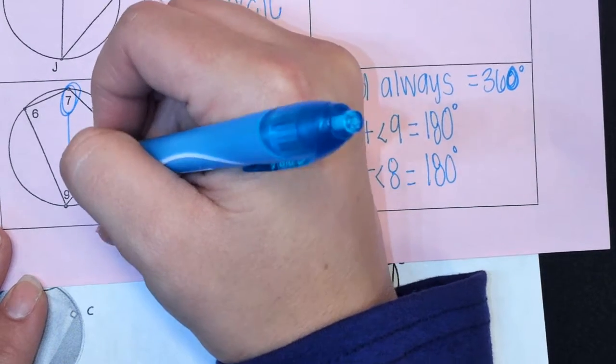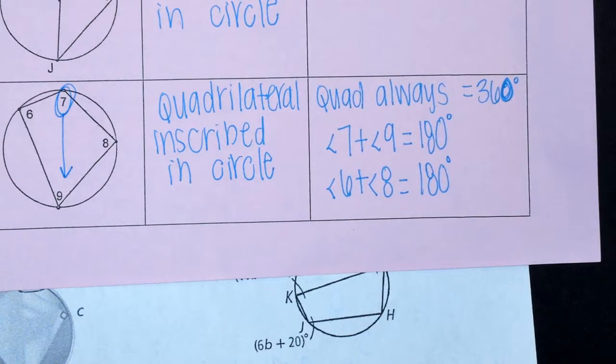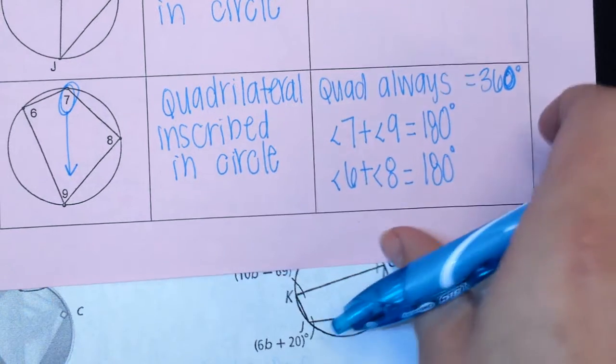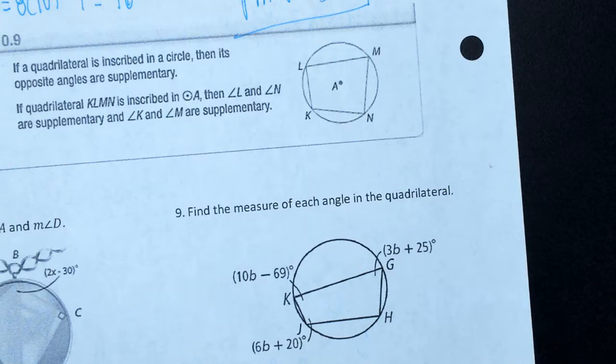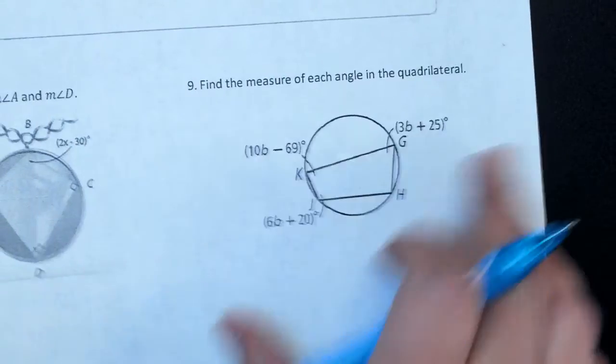So whatever's opposite of 7. So does that mean the 6 and 7 up there would equal 180? No, it'll change. If it's a square or a rectangle, then yes. Okay? All right, number 8.